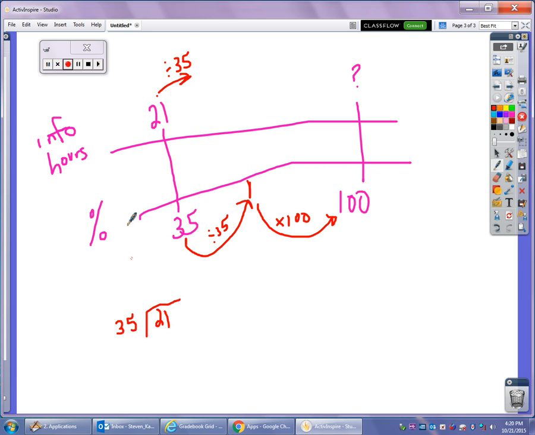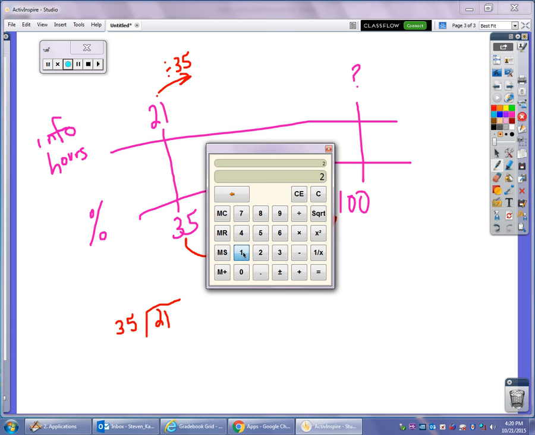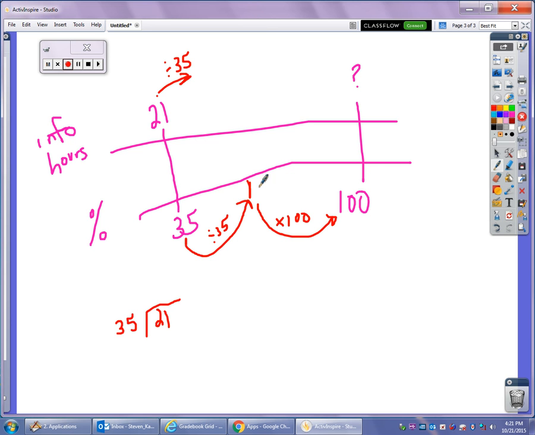Well, actually, you guys will have a calculator for this, so we'll just go right to the calculator. 21 divided by 35 is 0.6. And then if I multiply the number times 100, you will get 60, which is the same answer we just got in the previous problem. So 21 out of 60 total hours would be the 35%.